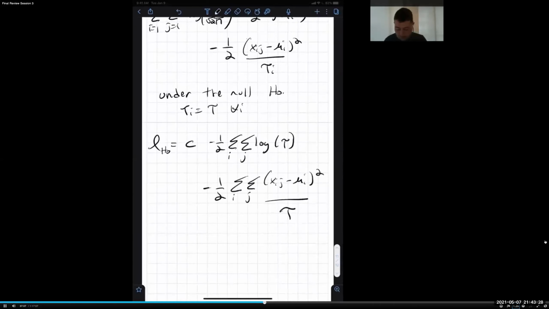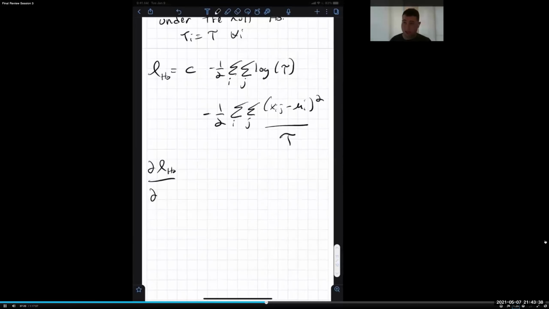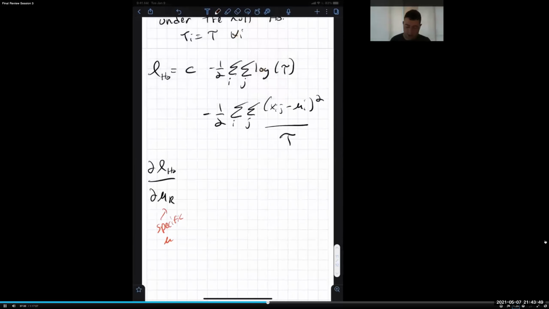Now, first things first, let's get the estimate for mu i under the null. So I'm going to take the partial derivative of this with respect to a specific mu in the summation. So I'm going to call this like mu k. So this is like a specific mu, one of the mu's. So what that does is that each of these elements of this sum only has one of the mu k that I'm interested in. So all of the other sums go to 0.